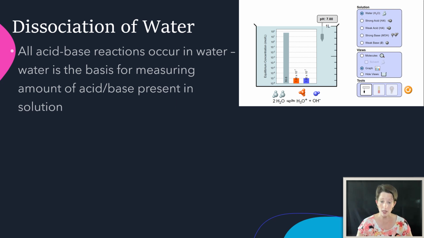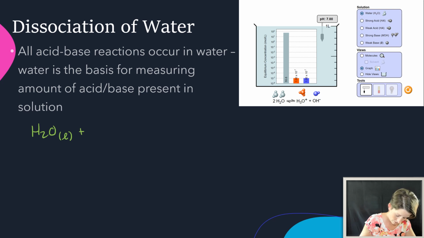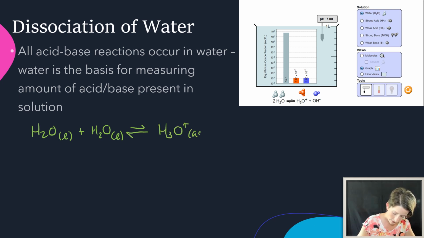Looking at the dissociation of water, because it's an amphoteric species, it will react with itself. One species of water will act as an acid and the other will act as a base. So we will form a hydronium ion and a hydroxide ion.